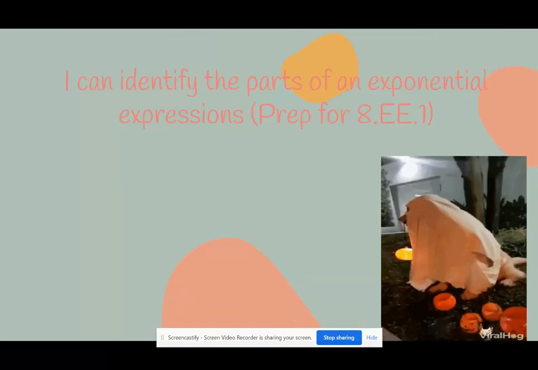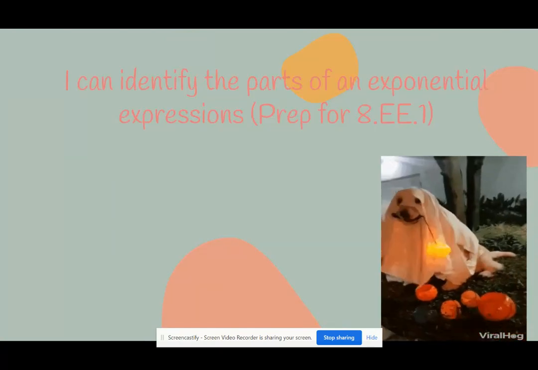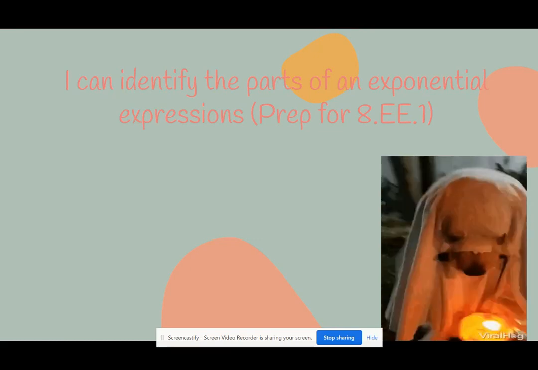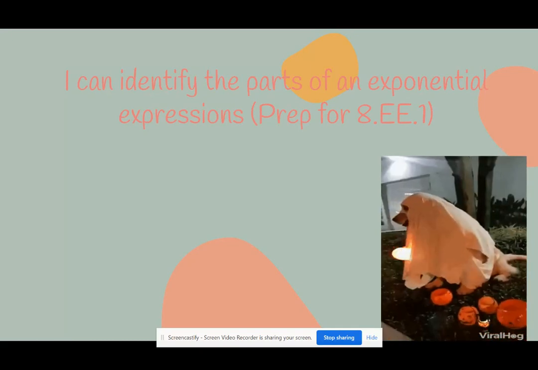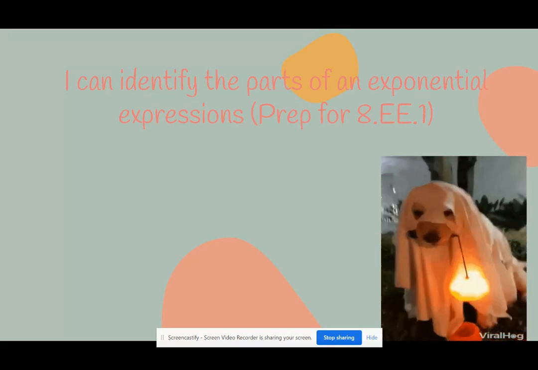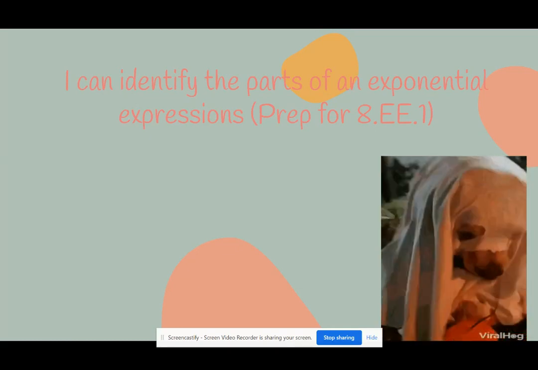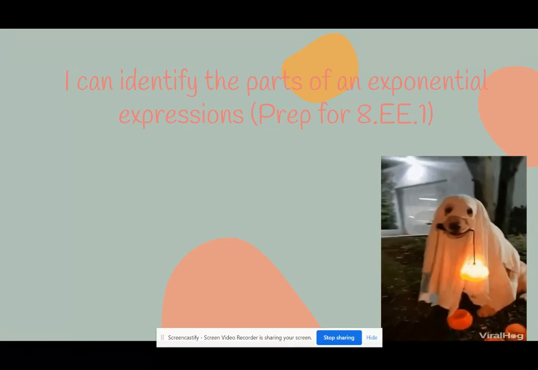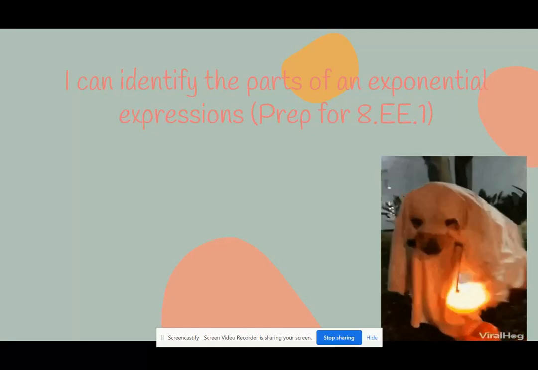So here we go. The first thing is that I can identify the parts of an exponential expression. This is our I can statement for today, our learning objective. We are preparing for standard 8.EE.1. This isn't necessarily the standard. This is just information that you're going to need for later on Tuesday and Thursday and Friday. So we are just identifying the parts of an exponential expression. If you see that word exponential, that means exponent.